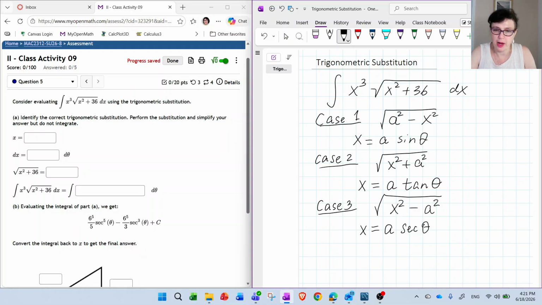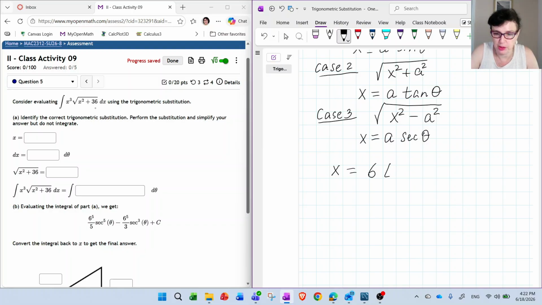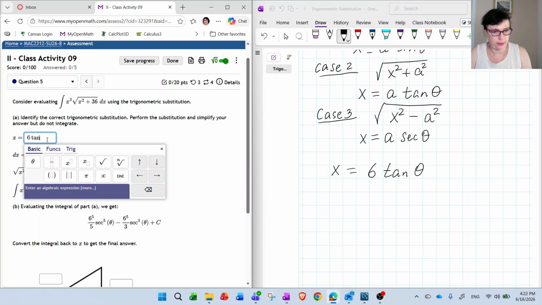Okay, so looking at my example, I have to just focus on the root, right? That's all I'm looking at. And I'm determining which case do I have. Now, because I have a plus sign, that means I have case two. So if it's case two, that means my substitution is going to be a tangent theta. But what is a? Here you need to ask yourself, what squared is 36? So the answer is that's 6. And that means your substitution is going to be x equals 6 tangent theta. So we're going to type that here.